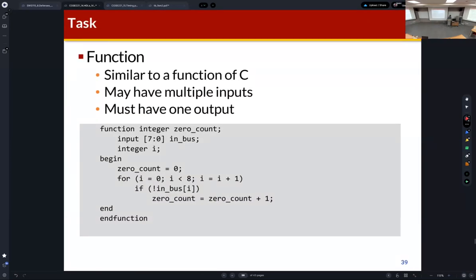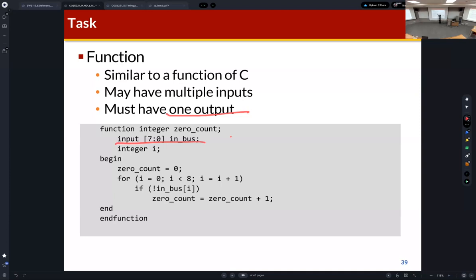Also, SystemVerilog has a function, okay? And when you use the function, the function has only one output, okay? So we need to declare the data type of the function, the output data type of a function. Okay, this is the same function as the previous example, okay? But as you can see, after the function keyword, you can find the output data type, this is integer. Then the function name is zero_count. Function can have multiple inputs, but the function must have one output.